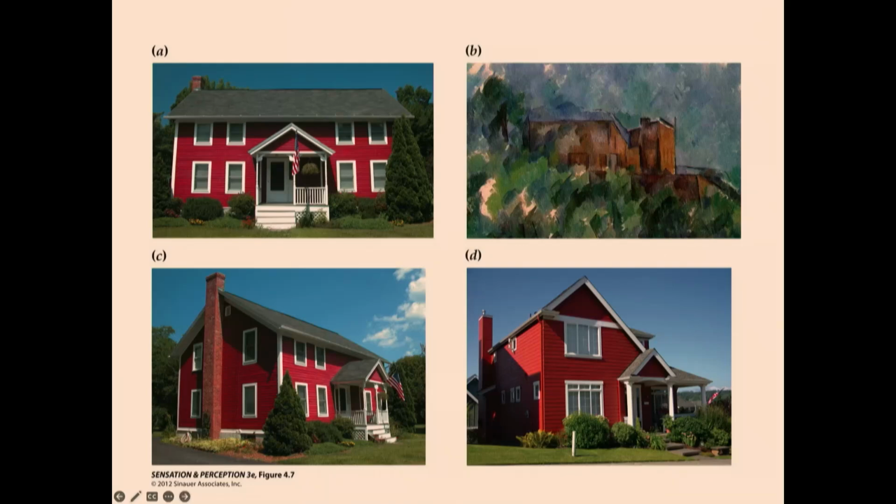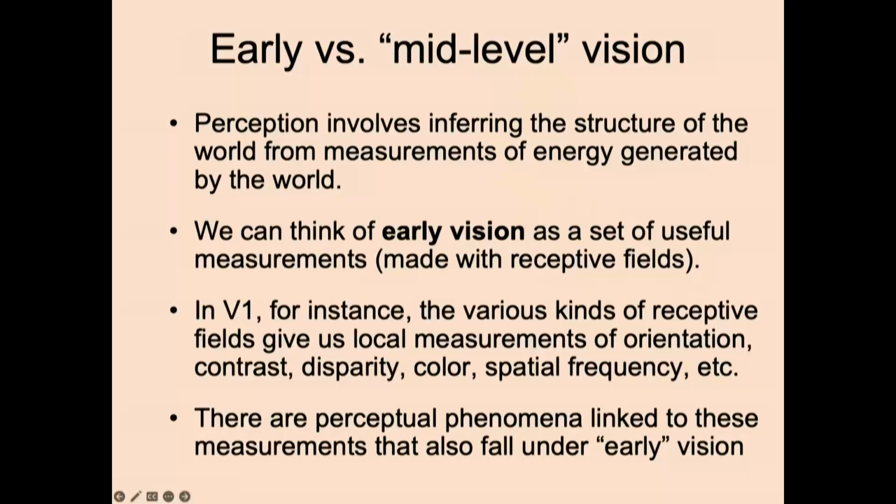Now, what we're going to talk about today is not this kind of stuff so much, but something that's in between these very complicated recognition tasks and what we call early vision. This normally is what is referred to as mid-level vision. Remember that the big picture here is that perception involves inferring the structure of the world from measurements of energy that are generated by the world, right? So in the case of vision, these are patterns of light. And so far, the past 3 or 4 lectures, we've been talking about what is often referred to as early vision.